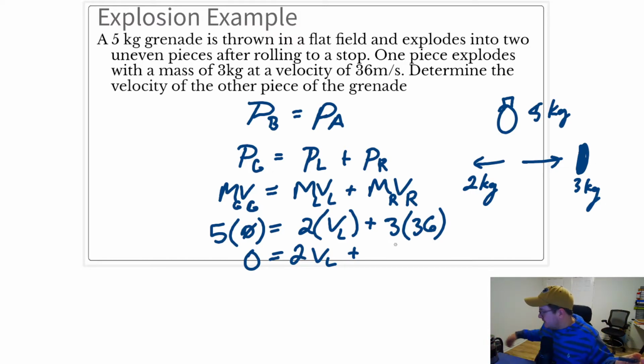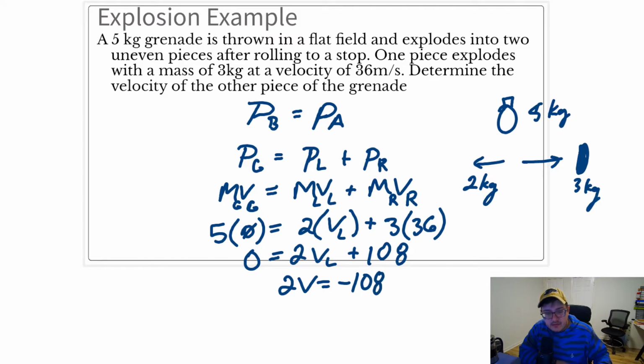Where is my calculator? 36 times 3 is going to be 108. Is that right? Let's double check it. Anytime I depend on my mental math when I'm being recorded, I usually get something wrong. Looks good. We subtract 108 on both sides, so we get 2v equals negative 108. And so the velocity of the piece going to the left is negative 54 meters per second.